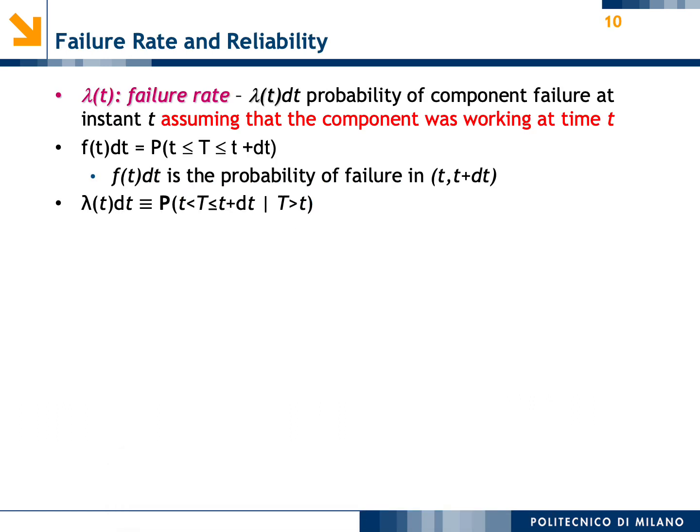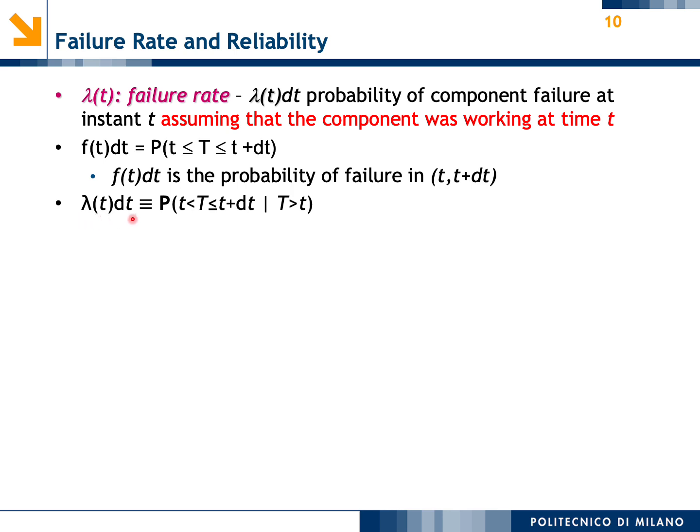The last term we need to define is the failure rate. In the following, we are using lambda to represent the failure rate, and in particular we use lambda t because this function is a function of time. From the failure rate, we can derive the probability of failure for a component by integrating it over a certain interval, or by multiplying by the interval if the interval dt is small enough.